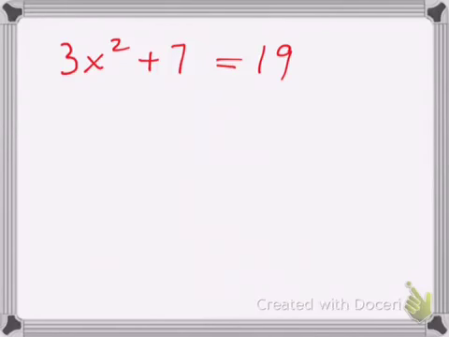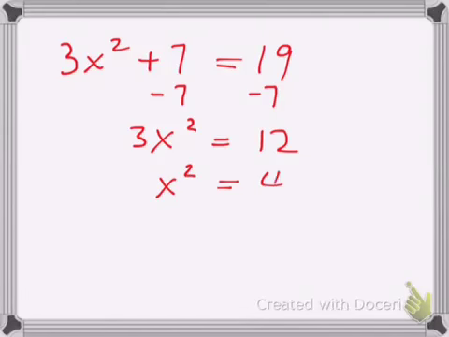Now, the directions that I'm giving you is to solve by taking square roots. If I tell you to solve by taking square roots, that means I want you to get something squared equals a number. So how are we going to get the squared piece by itself? Subtract 7 first, right? It's just like we're solving a 2-step equation. And that would give us 3x squared equals 12. Divide both sides by 3. When we do that, we have x squared equals 4.